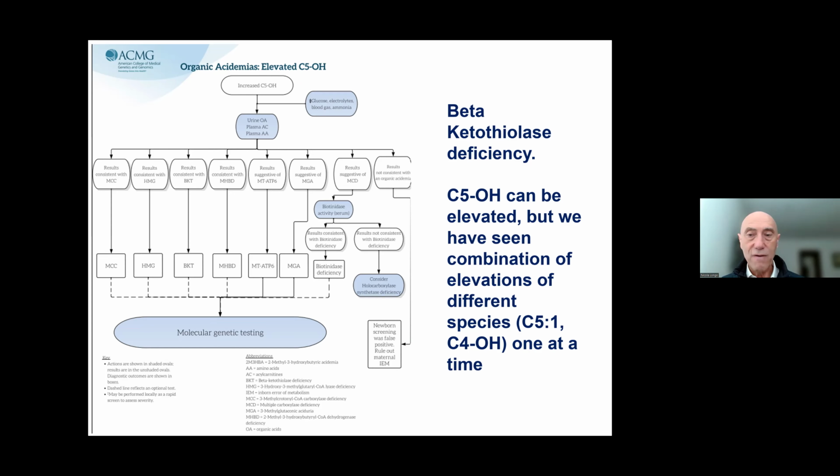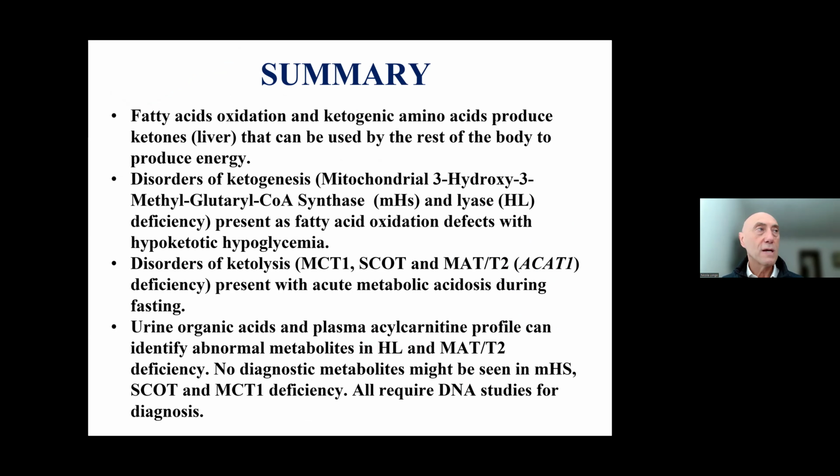So basically, solving the case was important not only to prevent the metabolic acidosis, but also to favor the development of this case. So in summary, we have seen that fatty acid oxidation and ketogenic amino acids produce ketones in the liver that can be used by the rest of the body to produce energy.